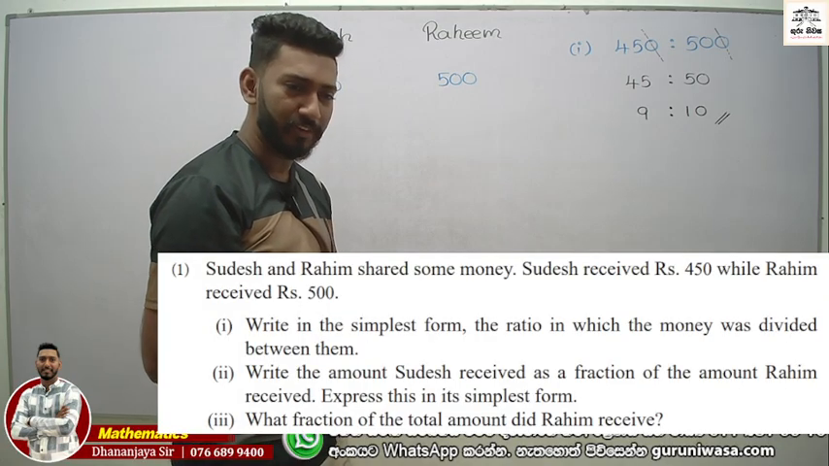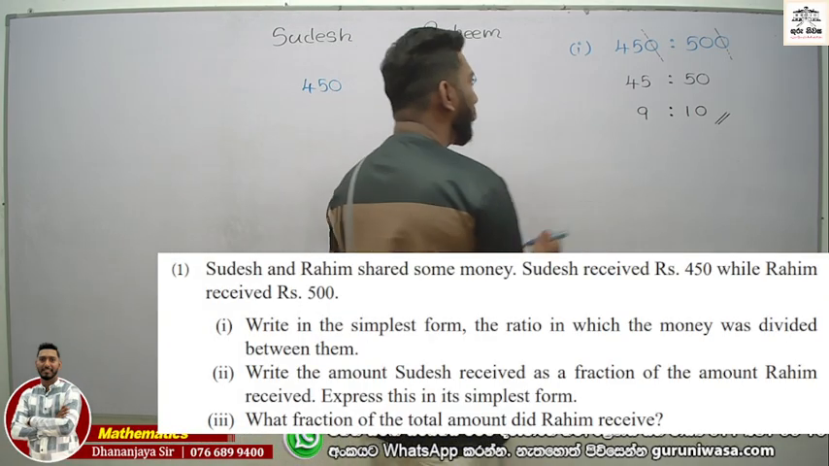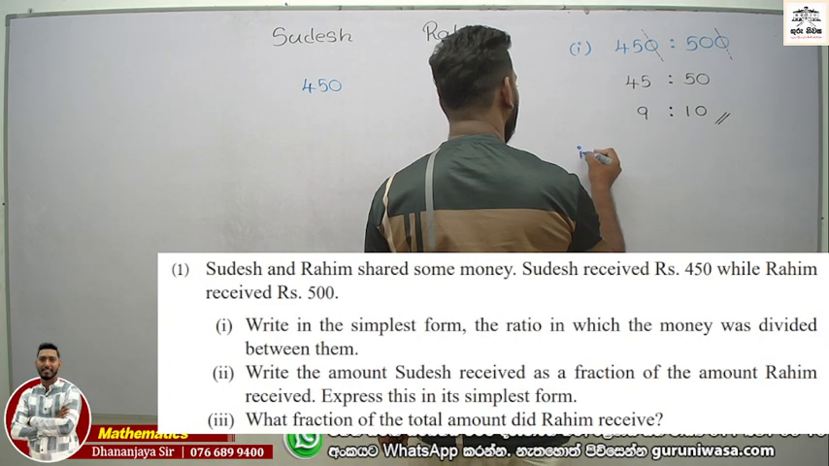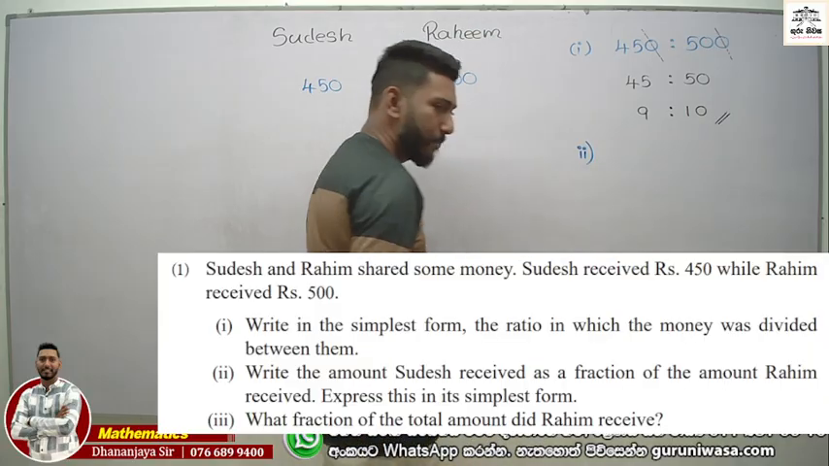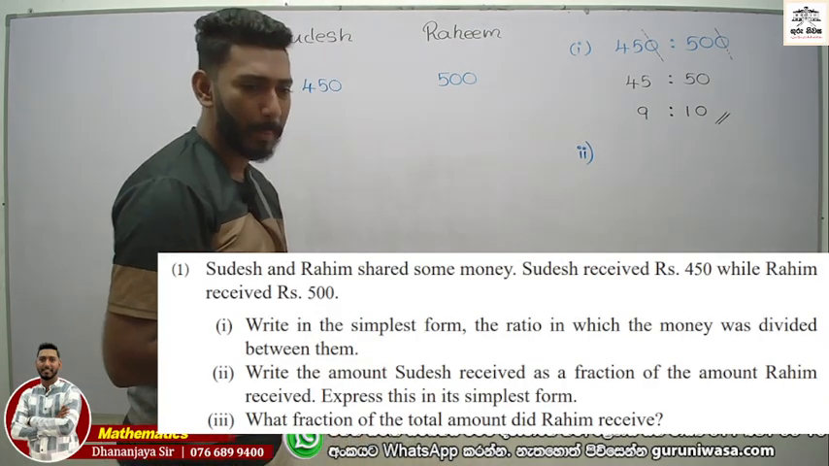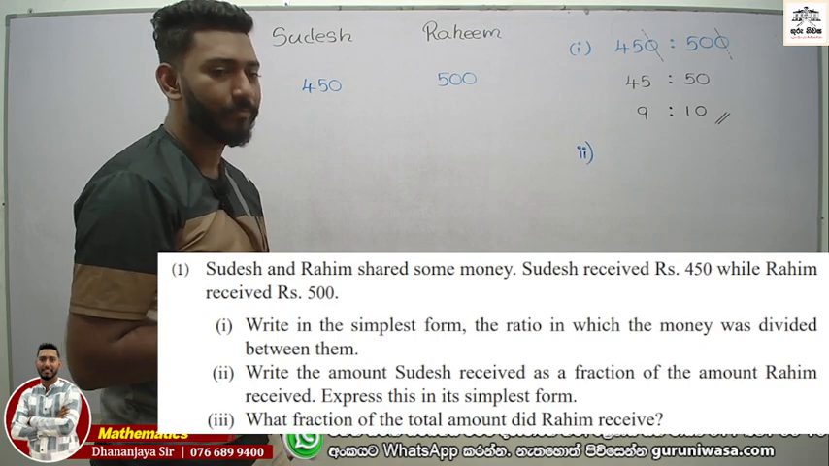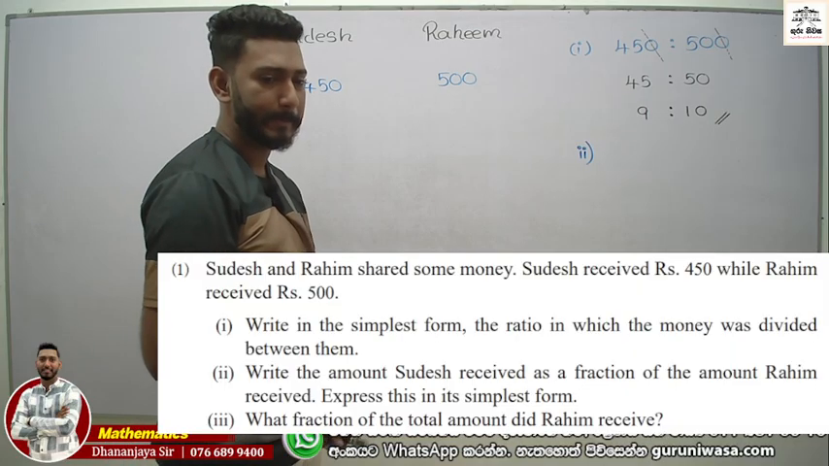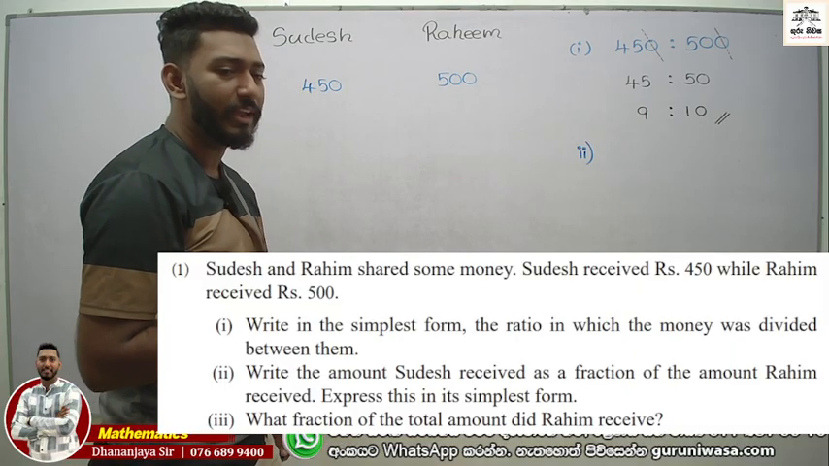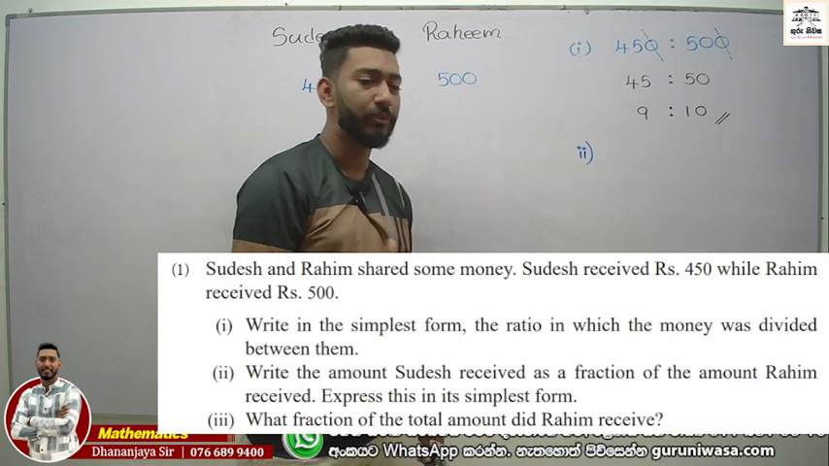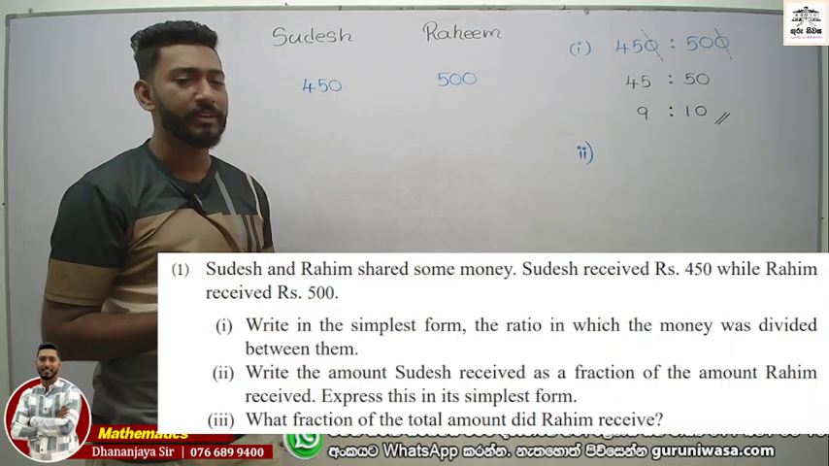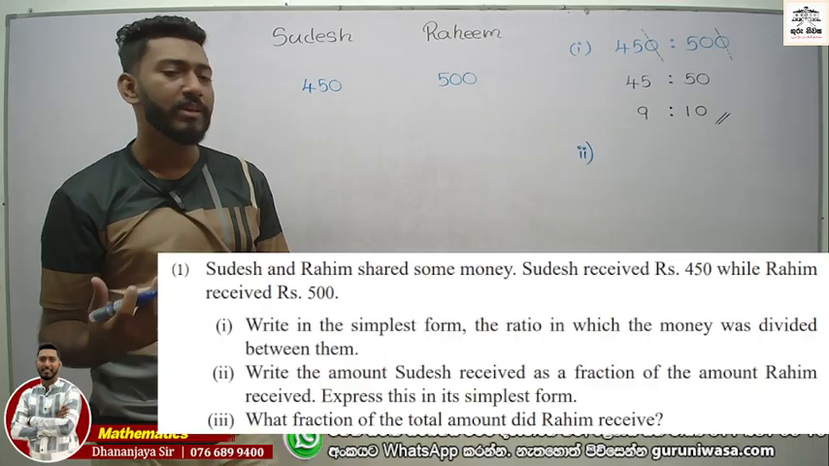Now, second question. Elena, can you read Roman number 2? Write the amount Sudesh received as a fraction of the amount Rahim received. Express them in their simplest form. Write the amount Sudesh received as a fraction of the amount Rahim received.